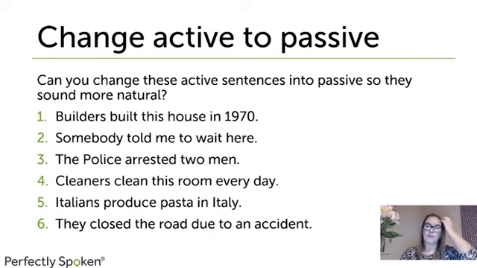So in each sentence, we've got an agent: builders, somebody, the police, cleaners, Italians, they. But perhaps these are not important. So we're going to change these active sentences into passive. So pause the slide and see if you can do this.